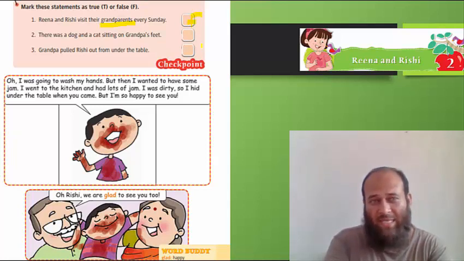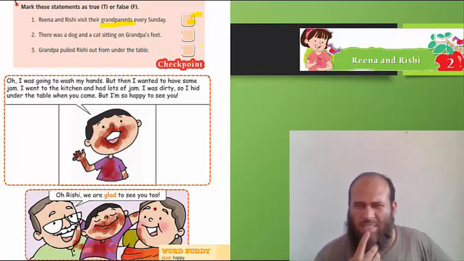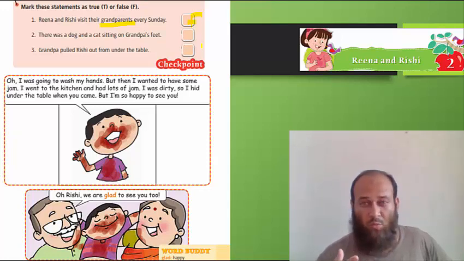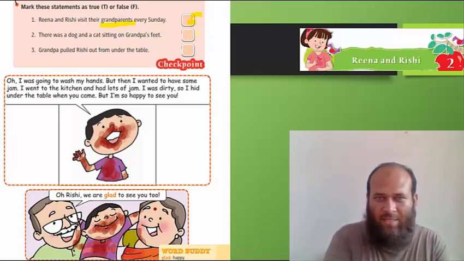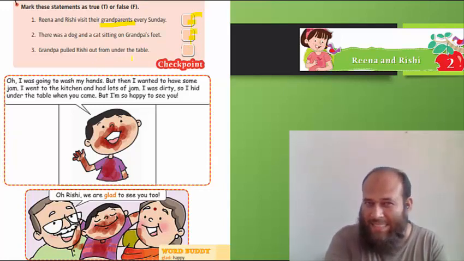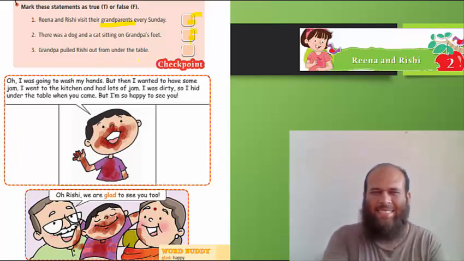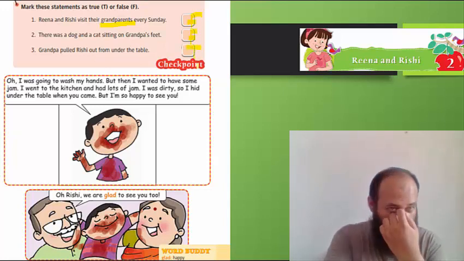There was a dog and a cat sitting on Grandpa's feet. Was it a dog? Or was it a cat? Yes, he was Rishi, not a cat or dog. So again, this is a false sentence. Grandpa pulled Rishi out from under the table. Is it right? Yes, this is right. So we will put a T here for true answer.